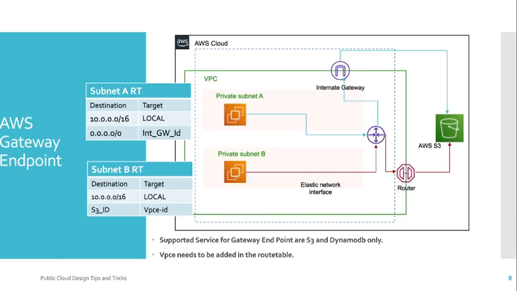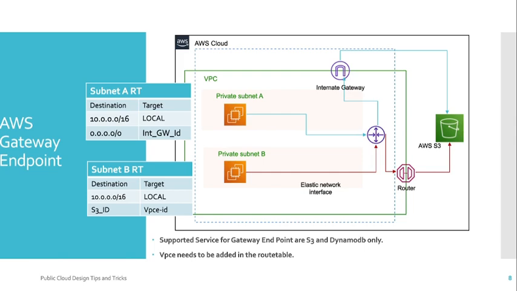Now let's try to understand what is an AWS gateway endpoint. A gateway endpoint is a target for a route in a route table to connect VPC resources to S3 and DynamoDB.